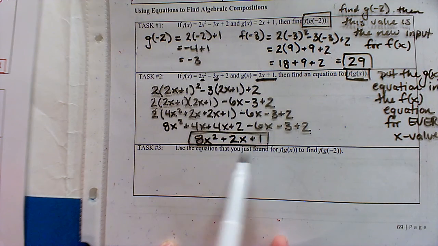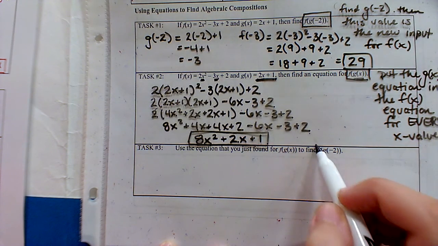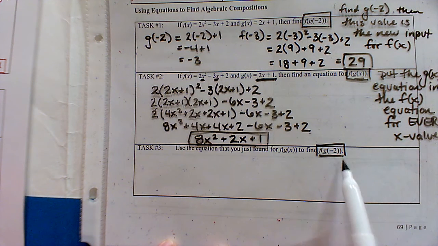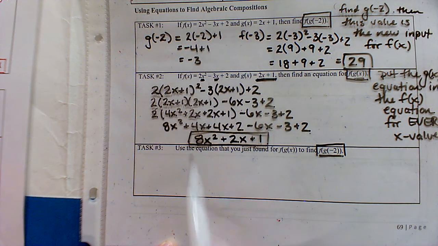Use the equation you just found, so this 8x squared plus 2x plus 1, to find f of g of negative 2. Don't we already know what this answer is? Didn't we do that up here? We said it should be 29. Okay, let's see what happens here.